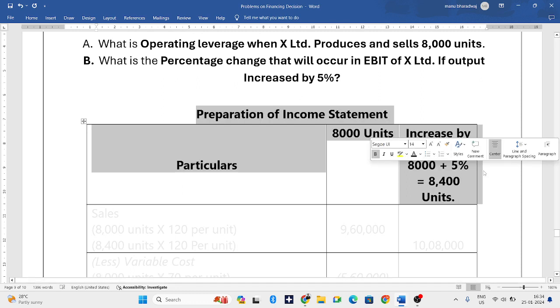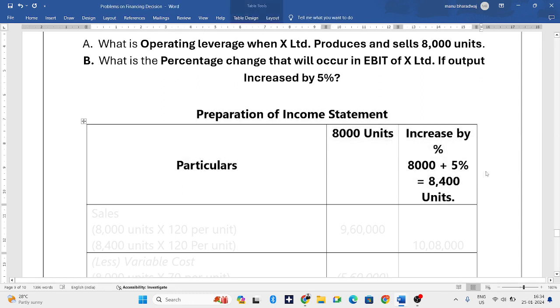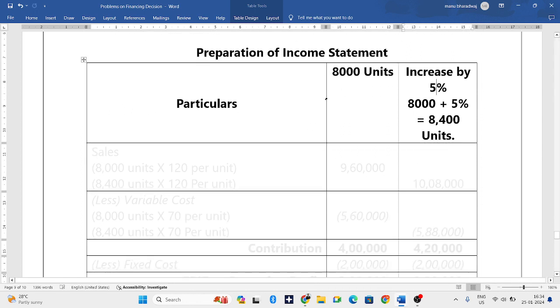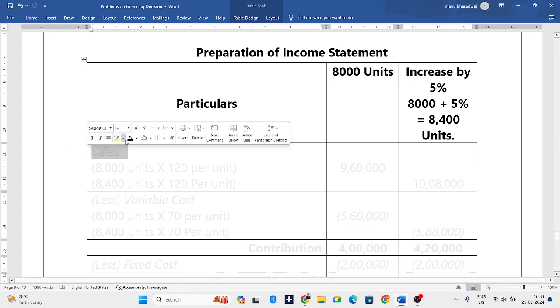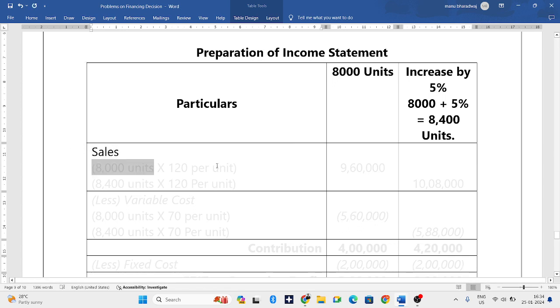So we have to have 3 columns: particulars, 8,000 units, and increase by 5%. First, let us calculate for 8,000 units. We have sales. They are selling 8,000 units, and per unit they are selling at 120 rupees.